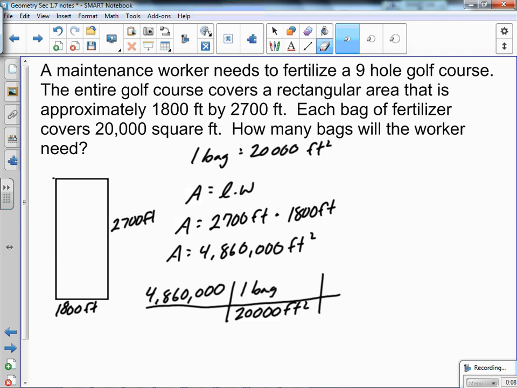So, I left off the units here. Let's put that on there. So it's 4,860,000 feet squared. So with having feet squared on the top and on the bottom, those units cancel out, which will leave bags as our units left, which we're trying to figure out. And so ultimately it's 4,860,000 divided by 20,000, which is going to give us 243 bags.